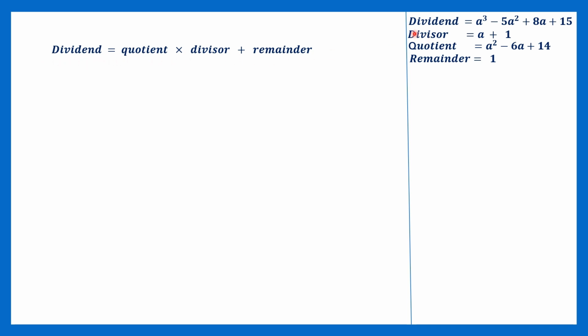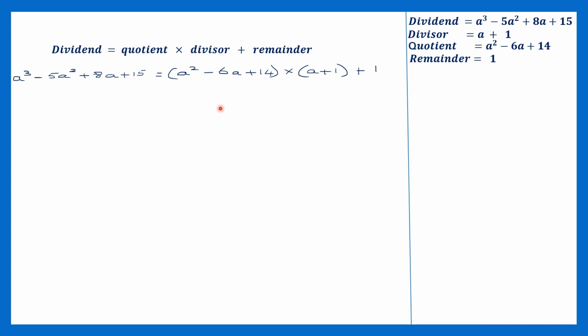Now dividend, we are going to substitute it with this. So let's write, instead of dividend, what is given to us is a cubed minus 5a square plus 8a plus 15. This is the dividend. Now this should be equal to quotient into divisor plus remainder. And what is the quotient that we found? A square minus 6a plus 14 is the quotient into the divisor, and the divisor is what is given to us, a plus 1, plus the remainder, and the remainder is 1.